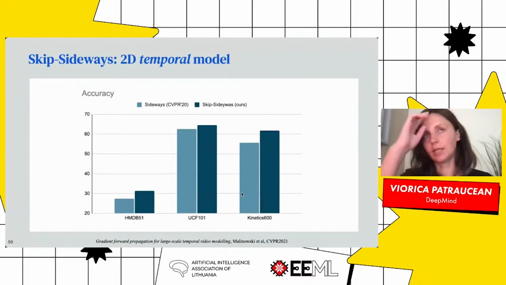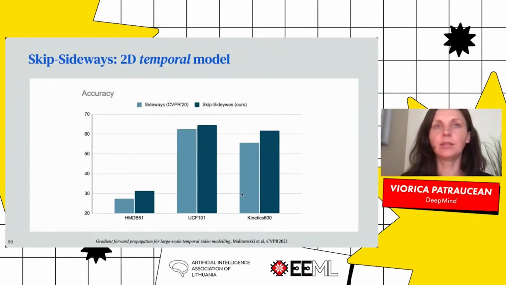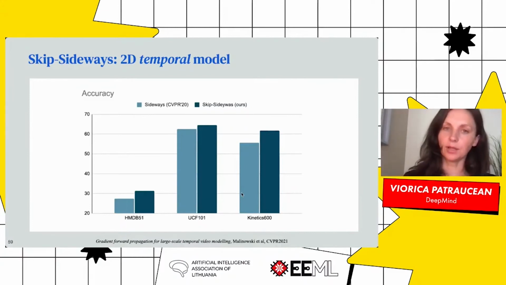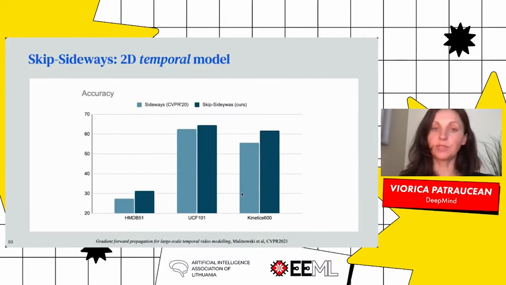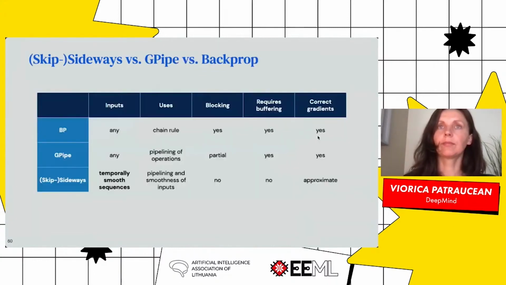So, these are the results that we've obtained on different popular video benchmarks with our Skip-Sideways, compared with our previous Sideways. We can observe that the accuracy improved significantly on all the benchmarks, especially the Kinetics benchmark, which is a large-scale benchmark. And to our knowledge, this is the first work to show approximate backpropagation schemes working at large scale.